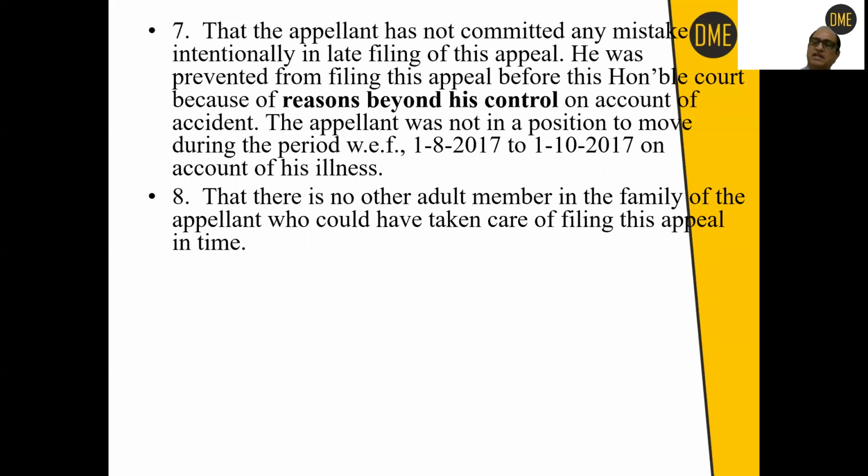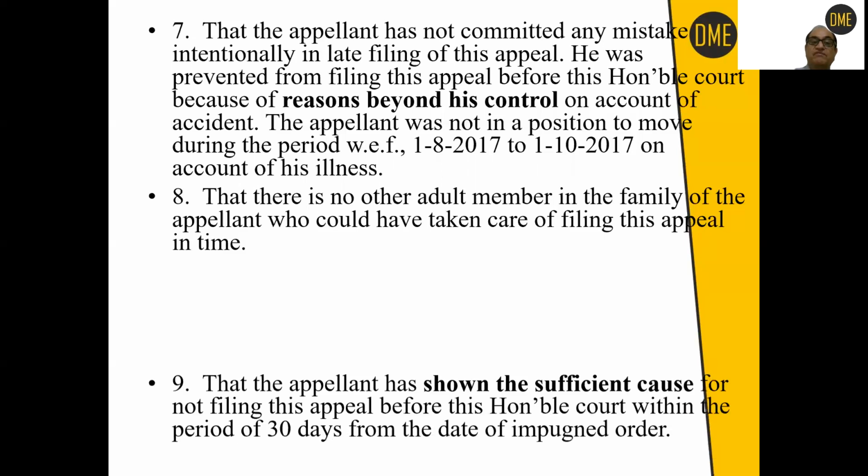So what? Another adult member of his family could have filed this appeal, could have gone to the advocate, but he is pleading that there is no other adult member in the family of the appellant who could have taken care of filing this appeal.